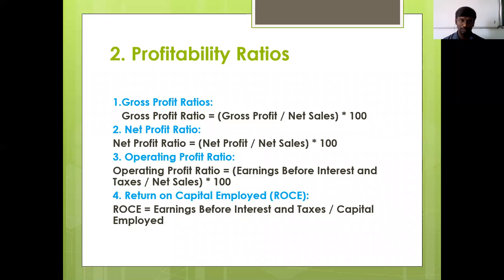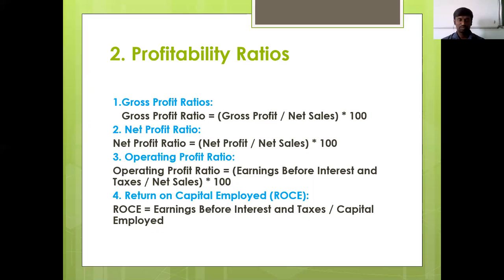Next category, profitability ratios. Profitability ratios have many formulas and many categories, but only the major ones are discussed here. The first one is the gross profit ratio. To calculate it, we take the gross profit value and divide by net sales, multiplied by 100. So gross profit divided by net sales into 100.